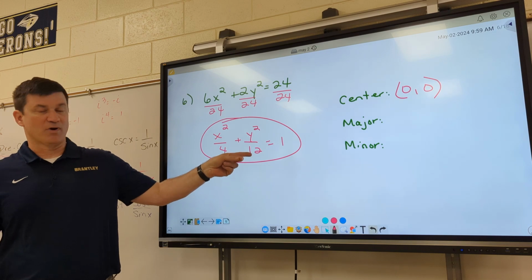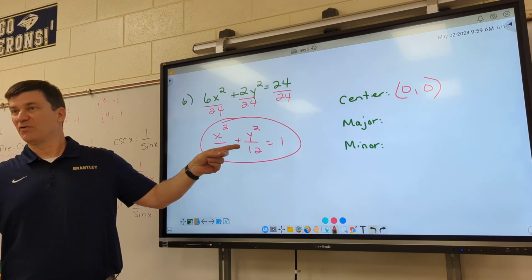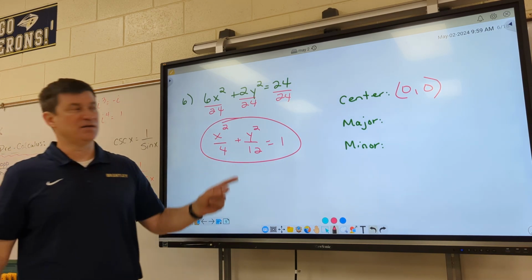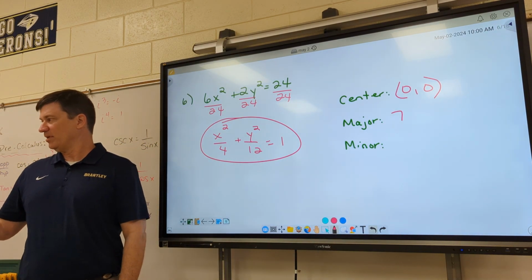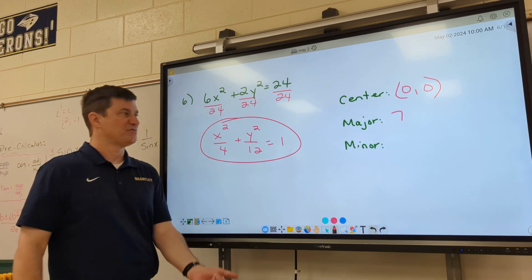So our major is square root of 12. Somebody do that one for me. 3 point something. 3.5 if you round it. All right, so 3.5, double it is 7 for the major. Remember, you got to double it. For the minor, square root of 4 is 2, double it's 4.